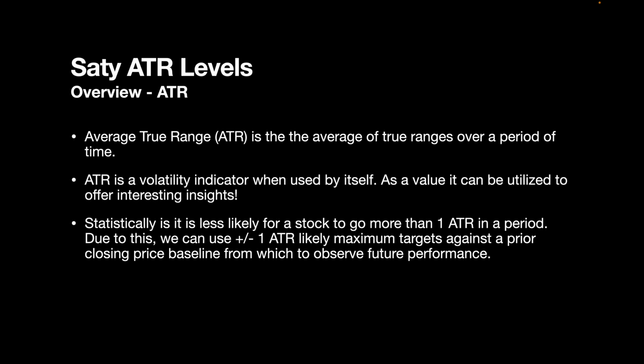Statistically, it's less likely for a stock to go more than 1 ATR in a period. And so this is a fundamental concept in the indicator. Because of this, we can actually use plus or minus 1 ATR as a likely maximum and minimum target against a prior closing price baseline, and we can observe price action against those long targets away from that close.